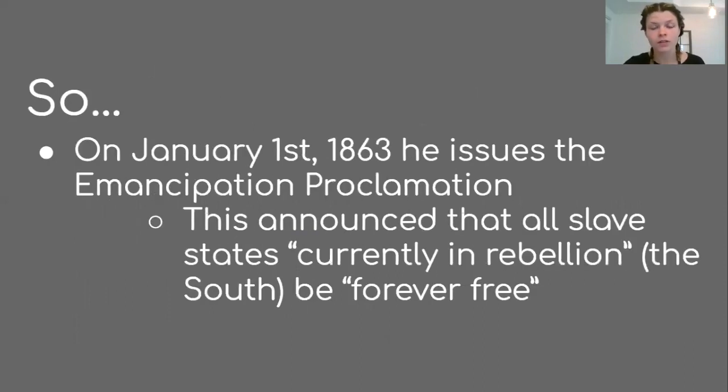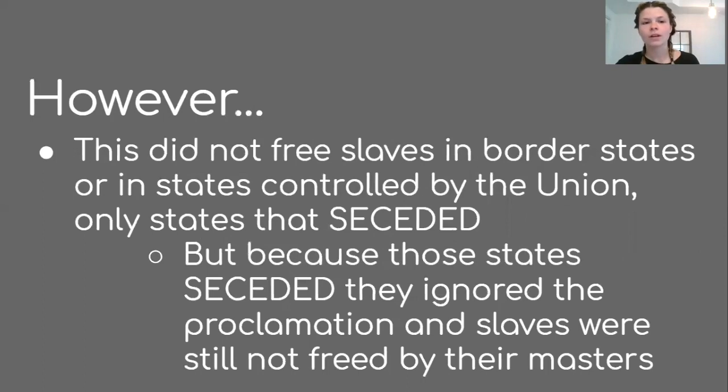So on January 1st, 1863, he issues the Emancipation Proclamation. I want you to go back to that word emancipate and think about what Emancipation Proclamation might mean. This announced that all slave states currently in rebellion, the South, be forever free. However, this did not free slaves in border states or in states controlled by the Union, only states that seceded. But because those states seceded, they ignored the proclamation and slaves were still not freed by their masters.